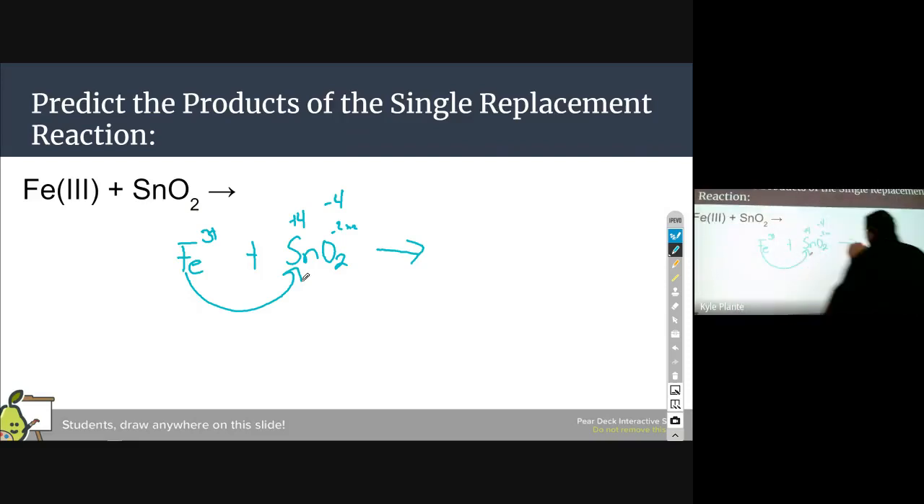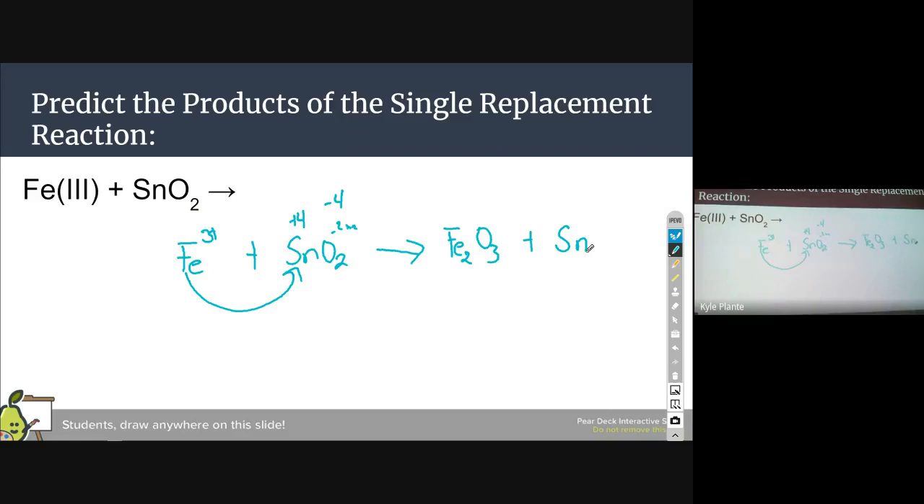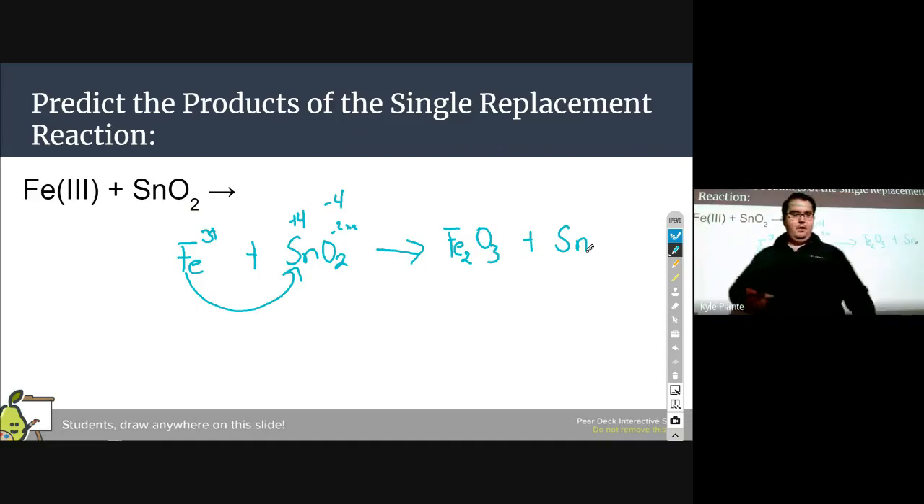So to do that, we end up with Fe2O3 plus tin. Remember, I got my iron oxide by looking at the charges on iron and oxygen. Iron's a +3, oxygen's a -2. Cross them over, Fe2O3. That's our formula.